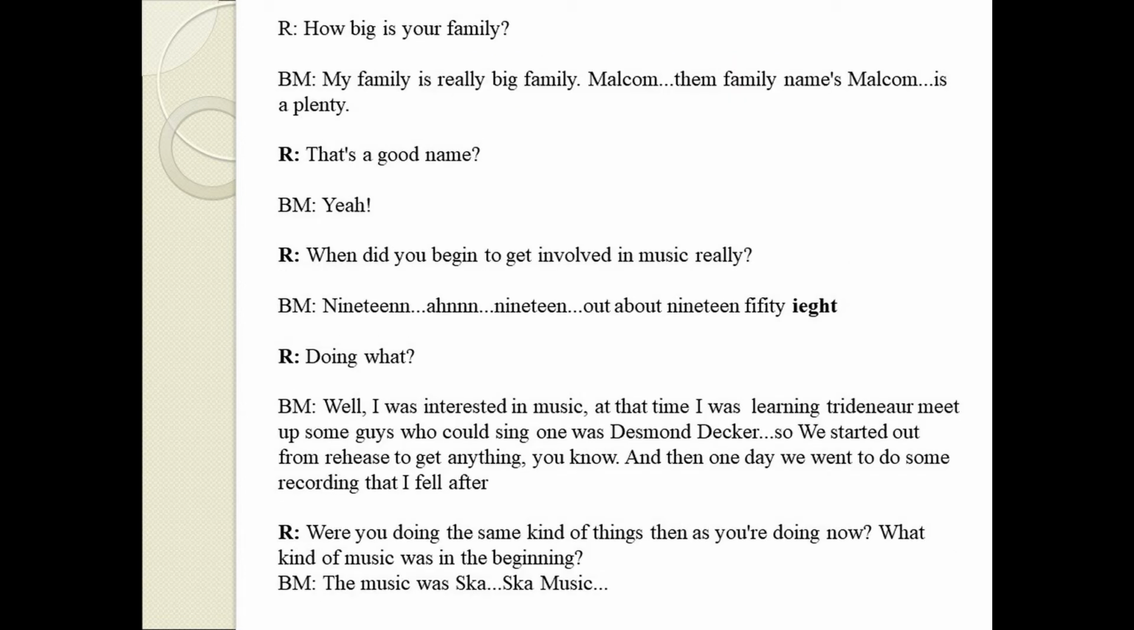Then in the second slide, we have when the interviewer asks, when did you begin to get involved in music, really? And he said, 1958. And here he makes an inversion of the vowels. So instead of "eight," he says it differently. Maybe it's a characteristic of Jamaican Patois. Maybe it's the way he speaks. But it's interesting for you to know that it's not another word. It's a different way of pronouncing the same word, right?